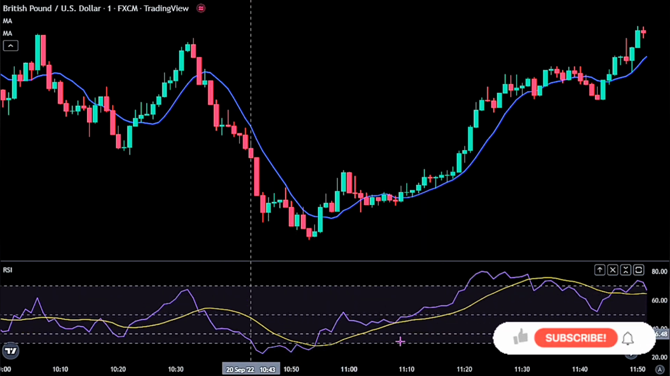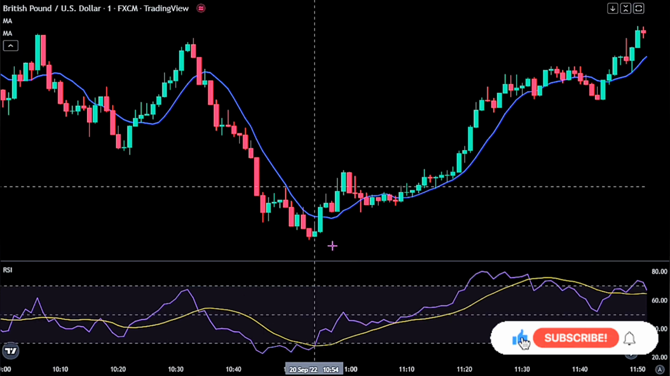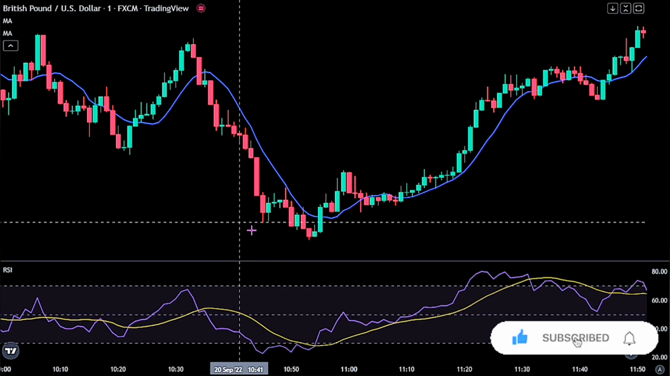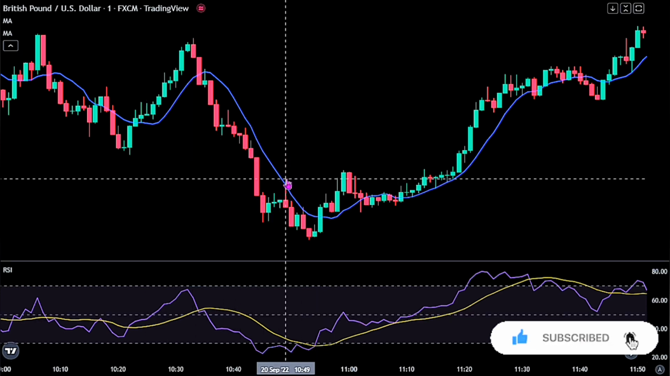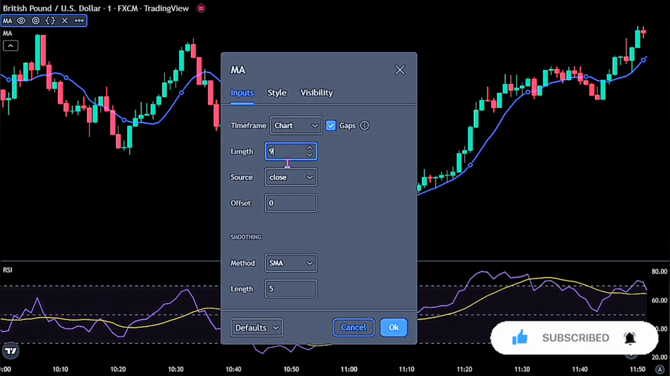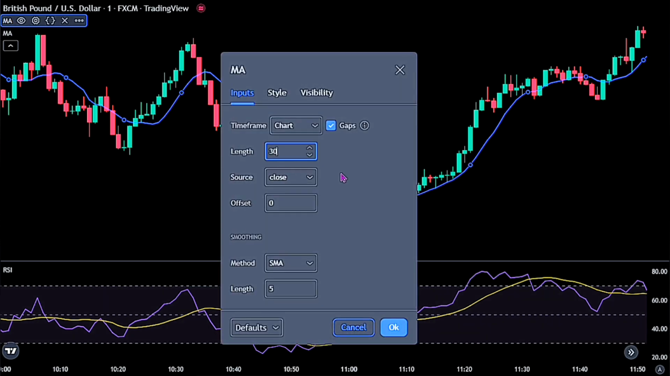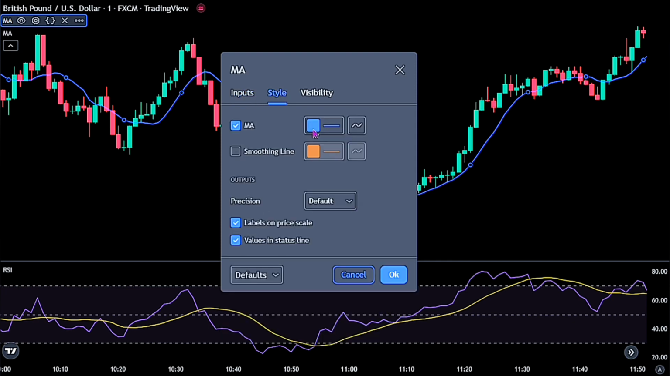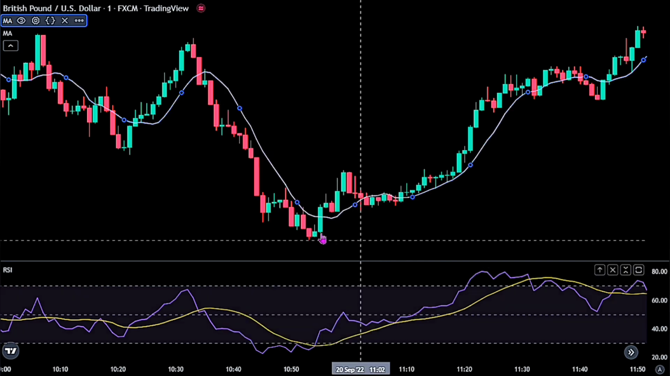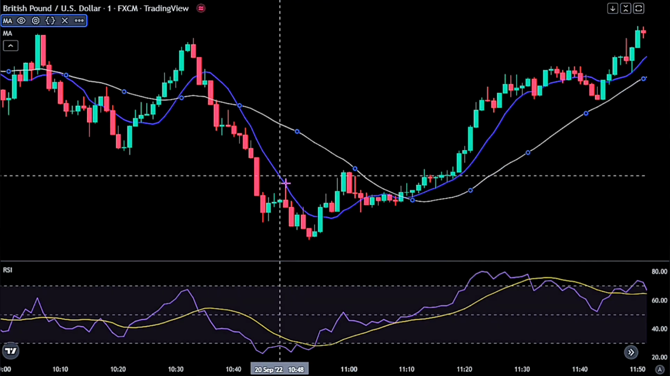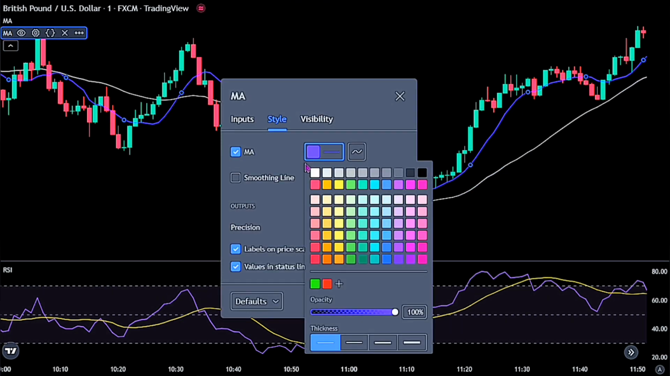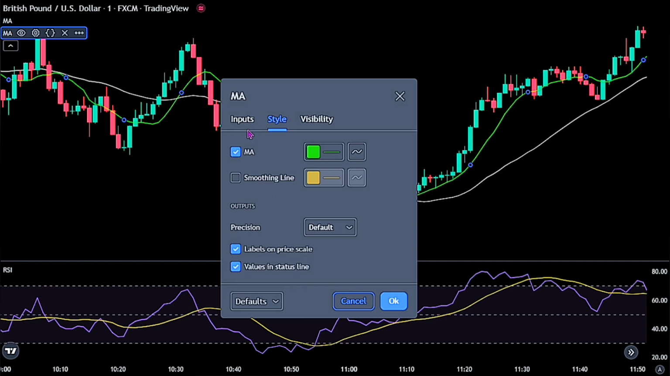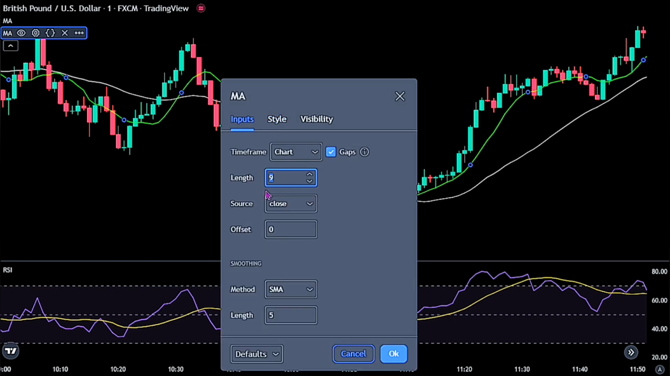Let's quickly adjust the settings for these indicators to better understand how the strategy works. Double-click on the moving average to bring up its settings panel. On the input, change the length to 30, and on the style, I want you to change the MA color to white. Go ahead and click on the OK button when you are done. Now also double-click on the second moving average. On the style, change the MA to green for better visualization. Then head over to the input and change the length to 10. When you are done, click on the OK button.